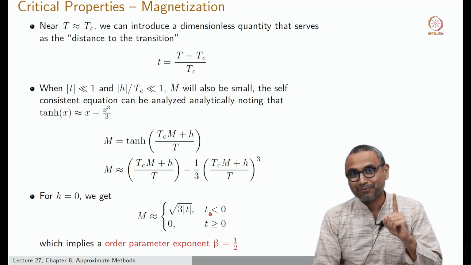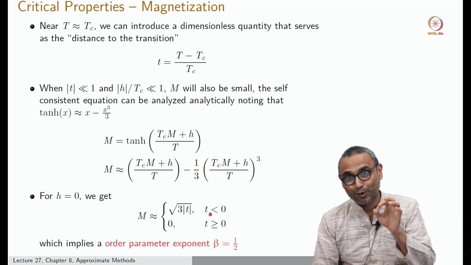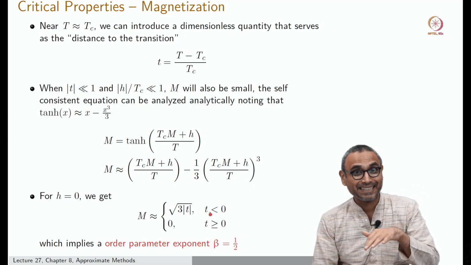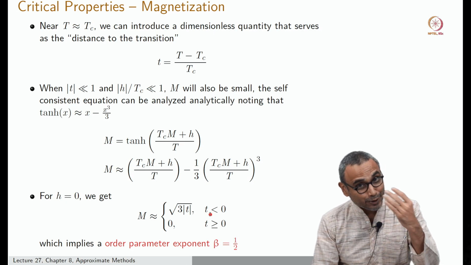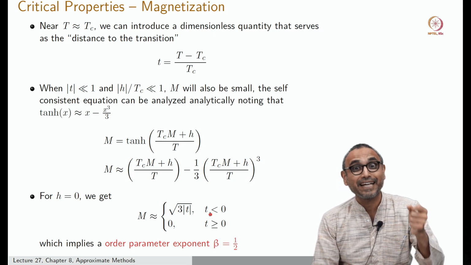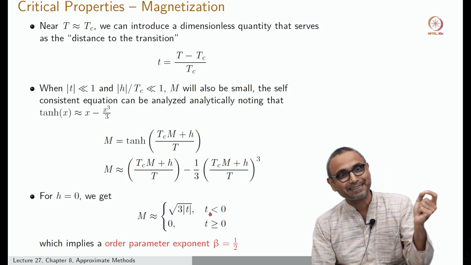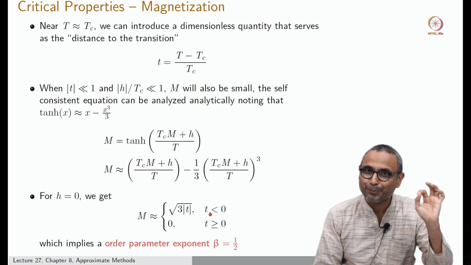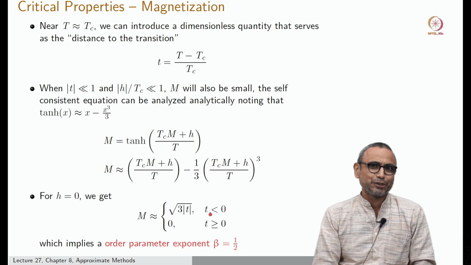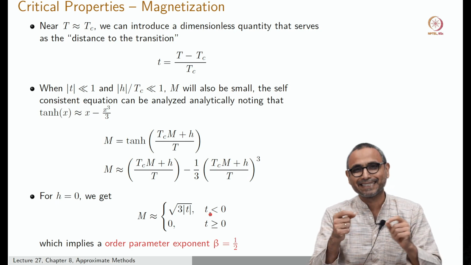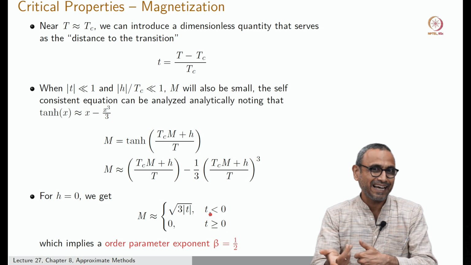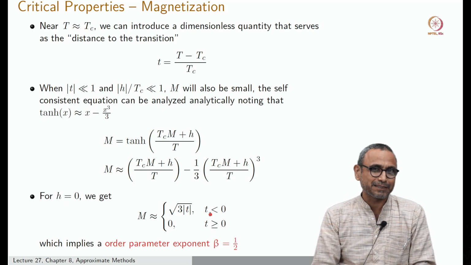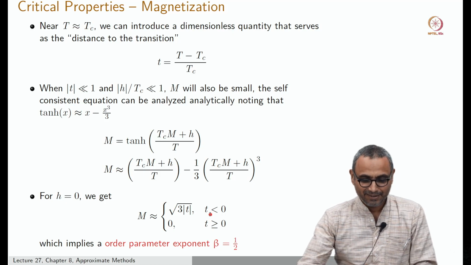But remember that when we did the van der Waals gas, we also looked at the difference of density of the liquid minus the density of the gas, and we had also defined there a distance to transition. We again found that that quantity also went as square root of the distance to transition, and therefore we also found beta is equal to 1/2 there. So now we are finding two very different systems, Ising spins and liquid gas, having the same critical exponent.